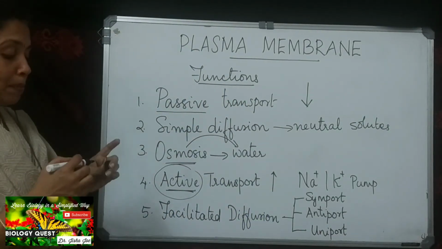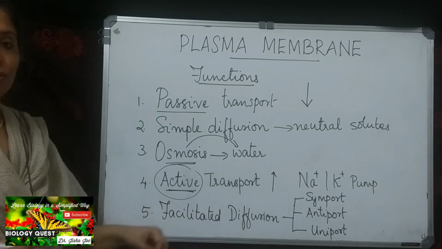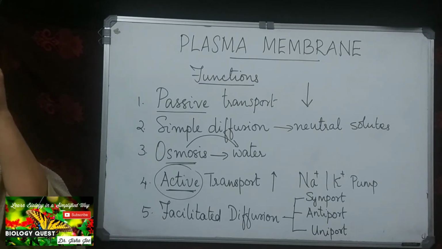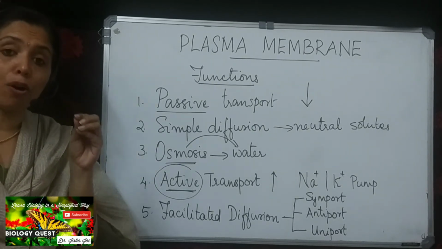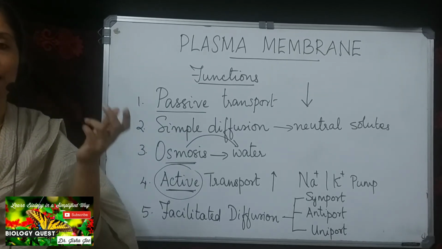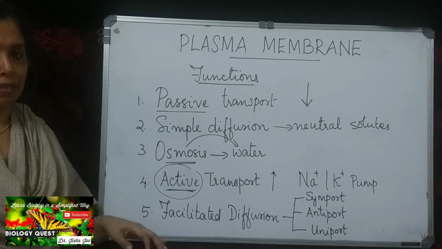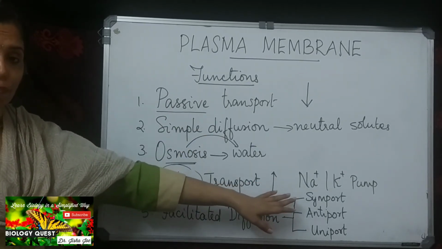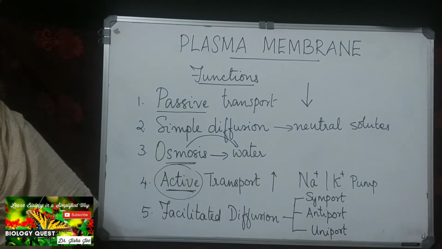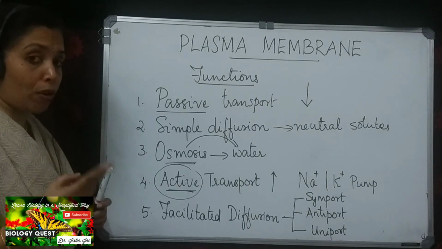So substances can pass through the membrane by facilitated diffusion only if two molecules are present. That is, the protein channels will allow diffusion only if two substances or two types of molecules are present. So accordingly, facilitated diffusion is of three types: symport, antiport and uniport. According to symport, the two molecules are present.